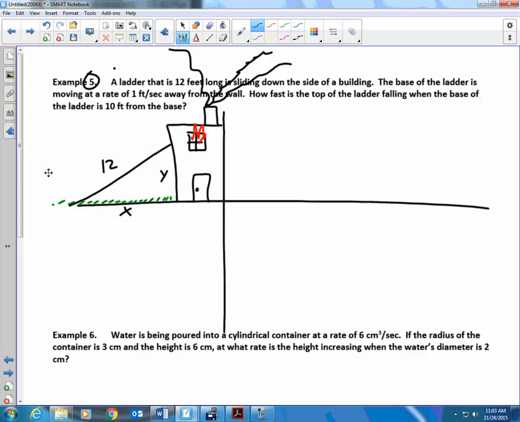So I will write an equation, x squared plus y squared is equal to 144. What do you currently know? What is 1? 1 is x prime.